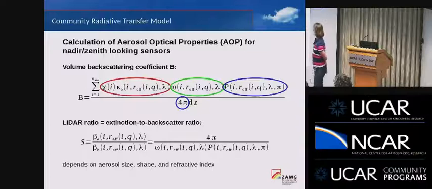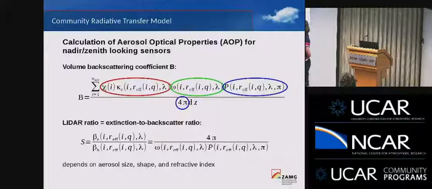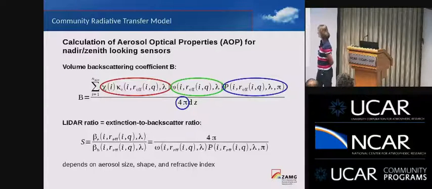So to model the volume backscattering coefficient, we have to have this aerosol phase function at 180 degrees, the one I just showed you earlier. We have to have knowledge about the single scattering albedo, which is part of the aerosol table. The mass extinction coefficient is part of the aerosol table. The vertically integrated aerosol concentration of the layer is part of the model output. So knowing all these quantities, we can model the volume backscattering coefficient B.